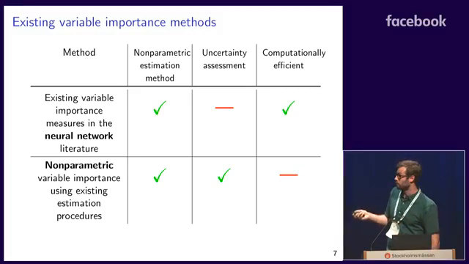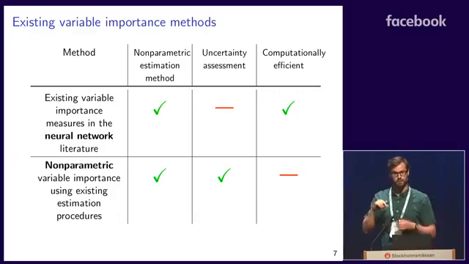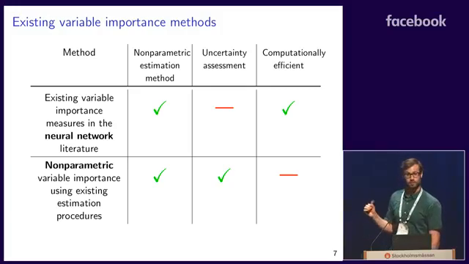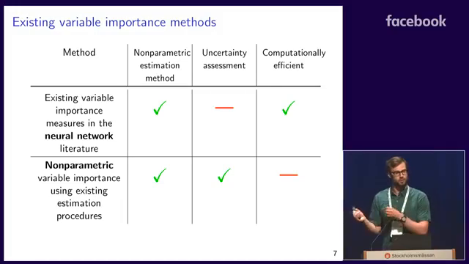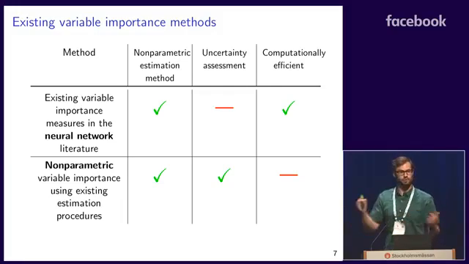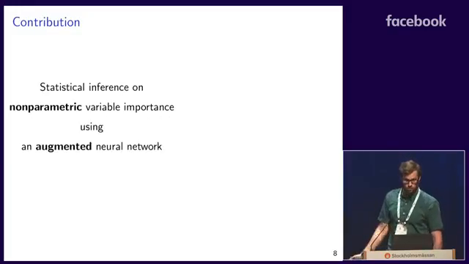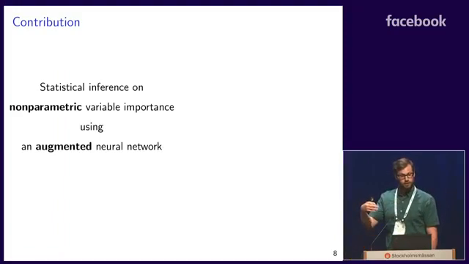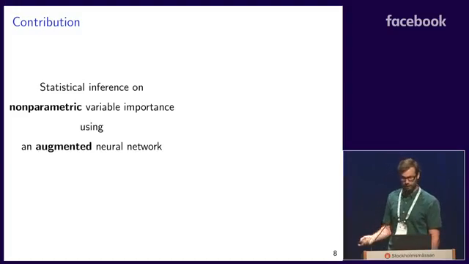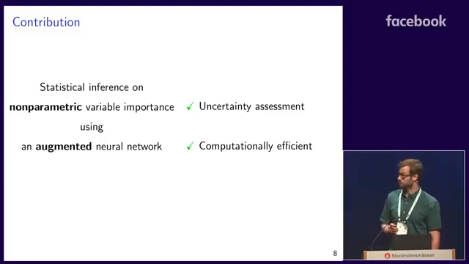And current methods for non-parametric variable importance assessment, where we define variable importance agnostic to the model that's being fit, give you a valid estimate of uncertainty, but with existing approaches you have to fit many of these models to get importance for whatever subgroups you want. So they're not very computationally efficient. Our contribution is to do statistical inference on a non-parametric variable importance measure using an augmented neural network that gives us valid uncertainty assessments and also computational efficiency.